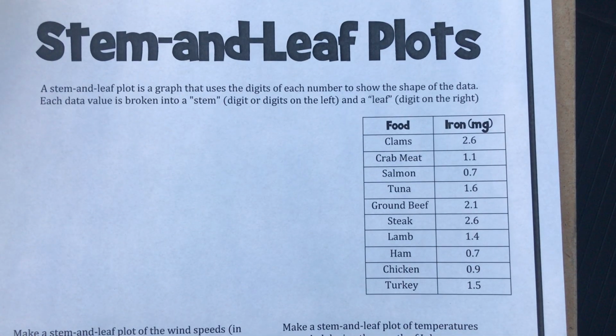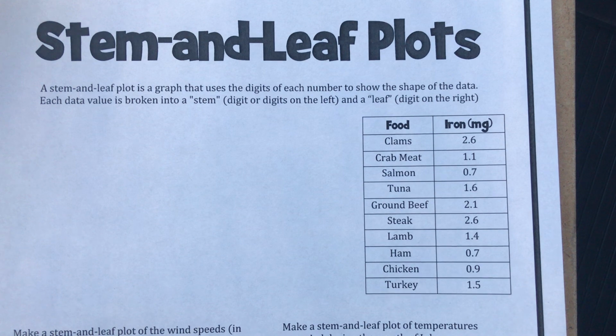Get excited. We're going to talk about stem and leaf plots. A stem and leaf plot is a graph that uses the digits of each number to show the shape of the data. Each data value is going to be broken into a stem, which is your digit or digits on the left, and a leaf, which is going to be the digit on the right. So we're splitting it up. We're making the first digit or digits the stem, and then the last digit the leaf.